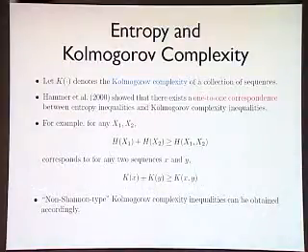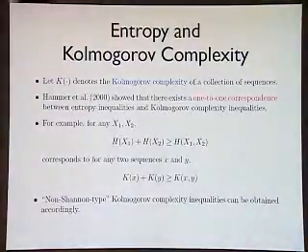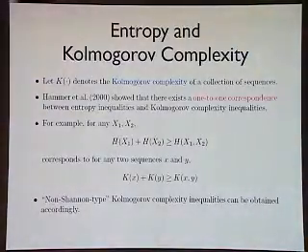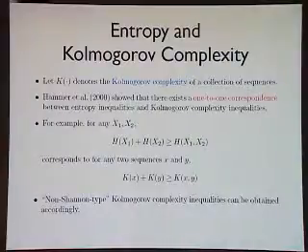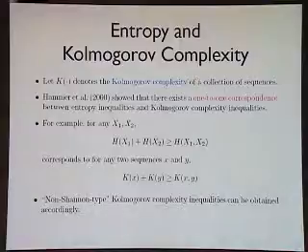Okay. So non-Shannon-type Kolmogorov complexity inequalities can also be obtained. You just translate a non-Shannon-type inequality, whatever it is, into an inequality in Kolmogorov complexity, and it holds for all sequences.